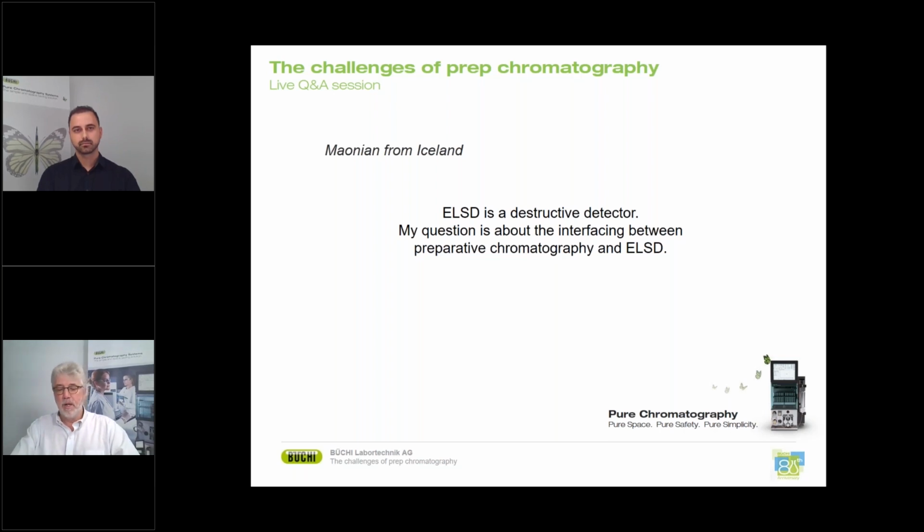small as possible. Now at Büchi, we are using a special technique which makes sure that whatever the flow is in the system, so big columns, small columns, doesn't matter, the split towards the ELSD is always 30 microliter per minute. So if you work at 20 ml per minute or at 200 ml per minute, it's always 30 microliter, which is the smallest amount that you can find on the market these days. So we are pretty confident that the amount of sample that gets lost by using a light scattering detector is very, very minimal.